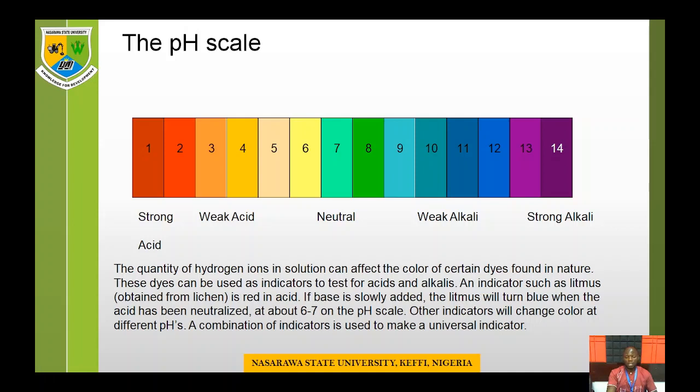So what that means is that these colors tend to change as the dynamics of the solution moves from being an acid to being a base, or from being a base to being an acid. So as the dynamics of the solution change, these colors also change along.